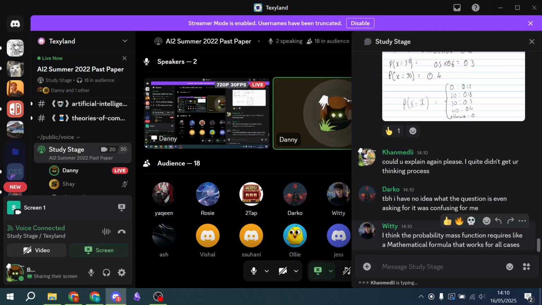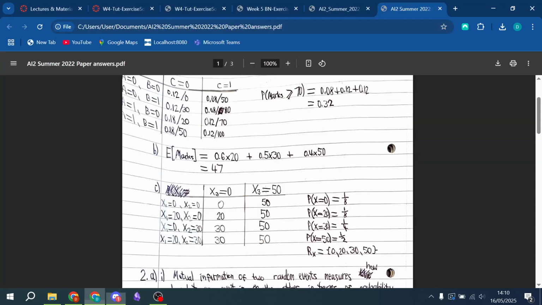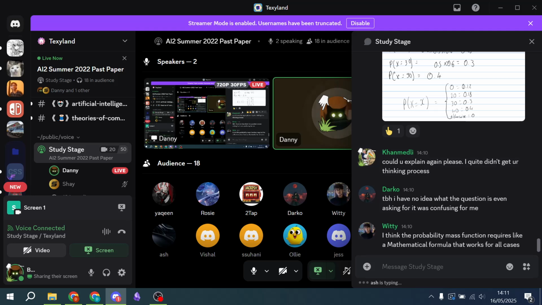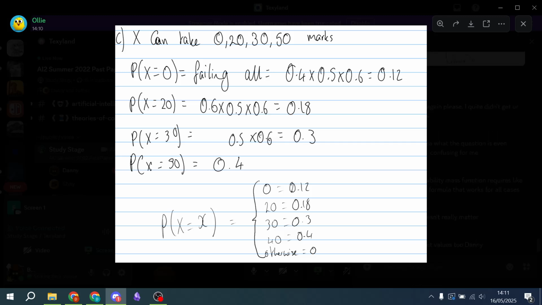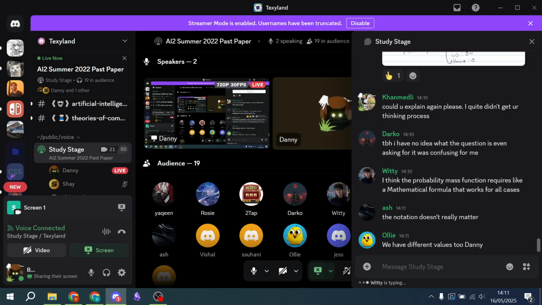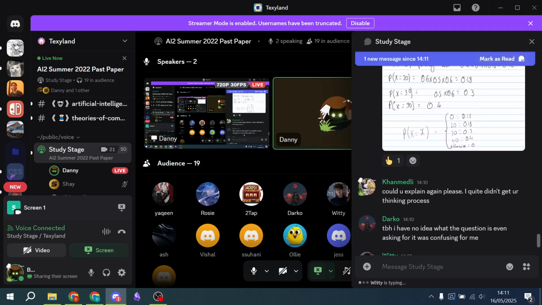Yeah, it's like a mathematical function, so I don't think... Maybe I was wrong just writing what each possible outcome is. I mean, maybe this piecewise notation is what they were looking for. Although I'm not sure about 40. Is it? I don't think it's possible to get 40 marks. Is there? Yeah. How did you get 40? Maybe I'm missing something here.